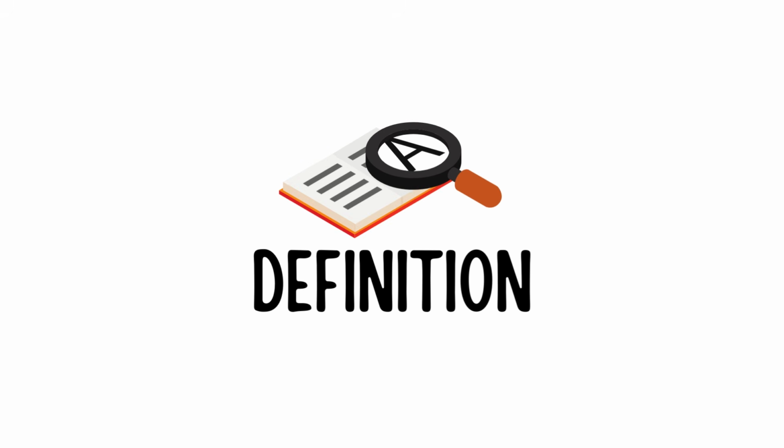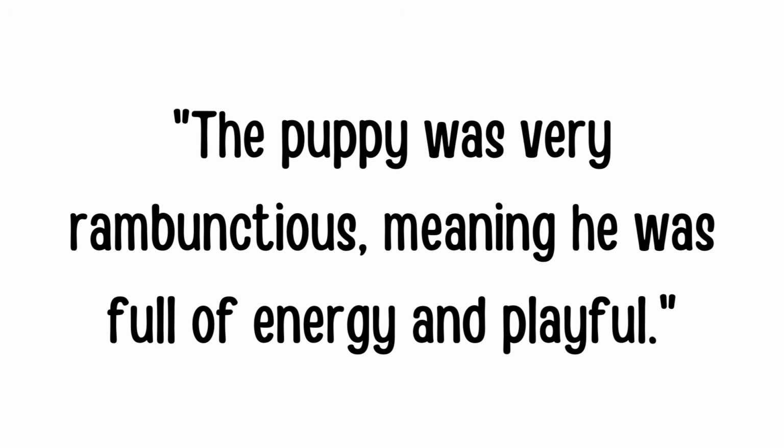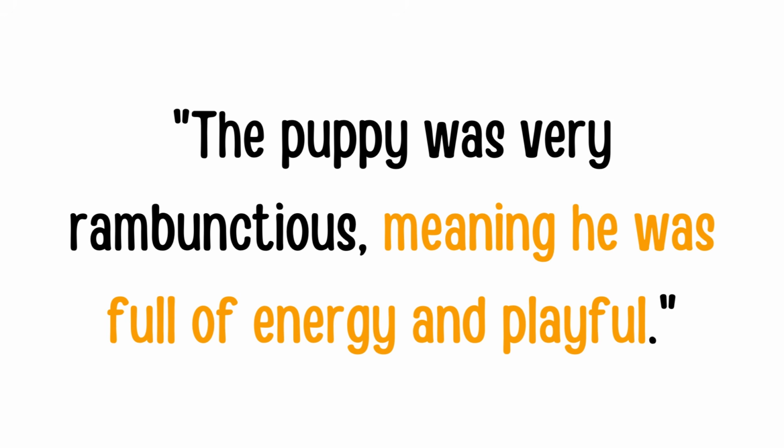First is through a definition. Sometimes, the definition of the word is given right in the sentence or passage. For example, if I said, "The puppy was very rambunctious," meaning he was full of energy and playful, the definition is given right after the unfamiliar word rambunctious.